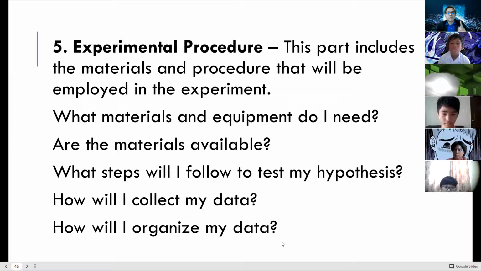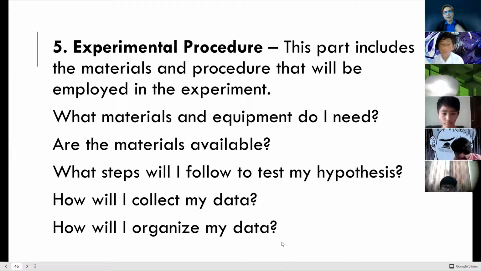These are the questions. What materials and equipment do I need for the experiment to be done? Are the materials available? That is the availability of materials. What else? What steps should I follow to test my hypothesis? Should I follow the scientific method? Should I follow the discovery approach? So these are the ways, right?